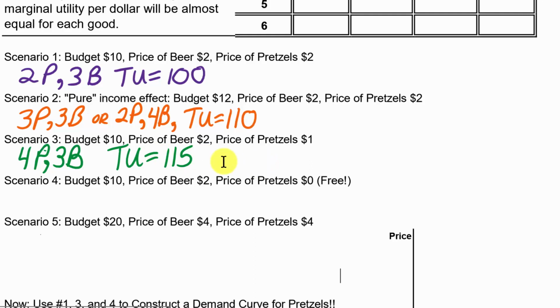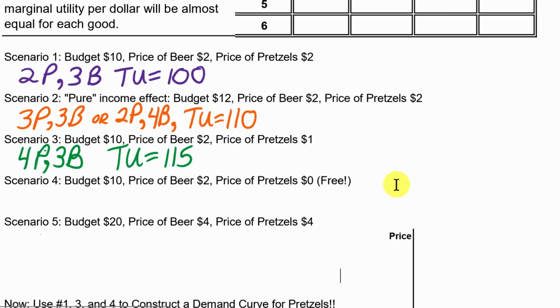This kind of teaches us a lesson, right? That it's not necessarily as important how much money you have, 10 versus 12. It's what you can actually buy with the money that is just as important, if not more important, right? So this person's more happy having a sale on pretzels than they would be with $2 more.